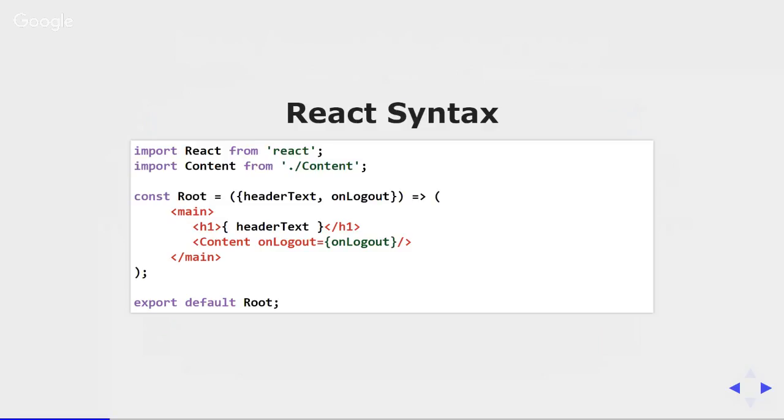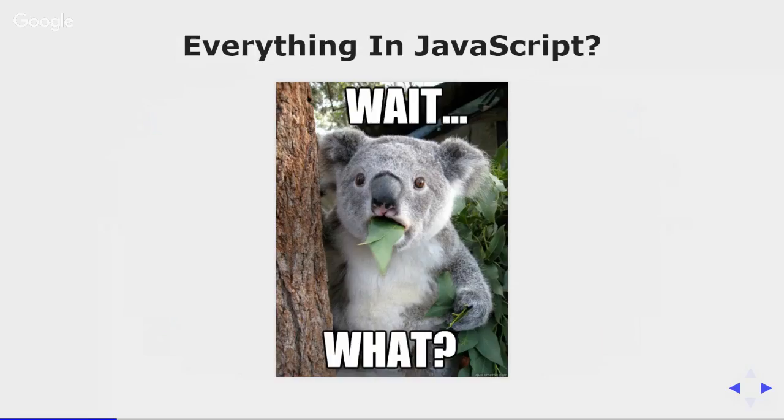Now, on screen right now, you see a little bit of React syntax. It's JavaScript. We see a JavaScript function returning something that looks suspiciously like HTML. And yeah, JavaScript, everything in JavaScript. And we've got quite a shocking situation for some people. In fact, we've got a koala bear on screen spitting out its leaf lunch, so shocked that everything gets returned from JavaScript, including the HTML.